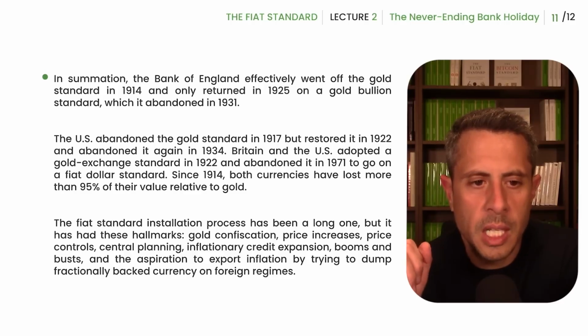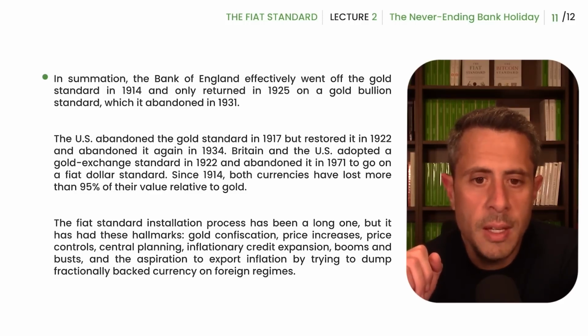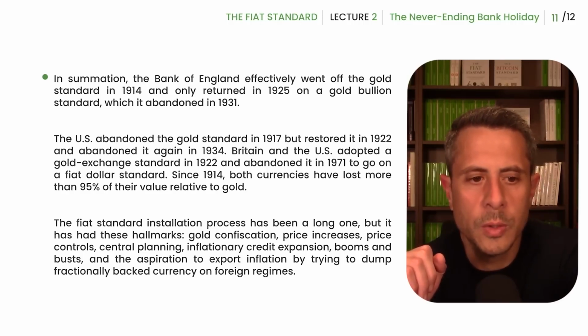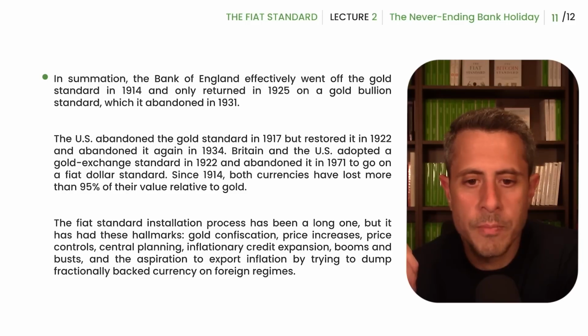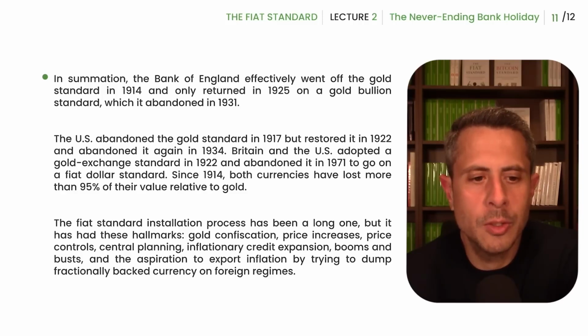Britain and the US adopted a gold exchange standard in 1922 and abandoned it in 1971 to go on a fiat dollar standard. Since 1914, both currencies have lost more than 95% of their value relative to gold. The fiat standard installation process has been a long one, but it has had these hallmarks: gold confiscation, price increases, price controls, central planning, inflationary credit expansion, booms and busts, and the aspiration to export inflation by trying to dump fractionally backed currency on foreign regimes.